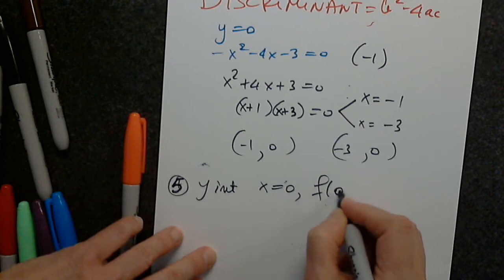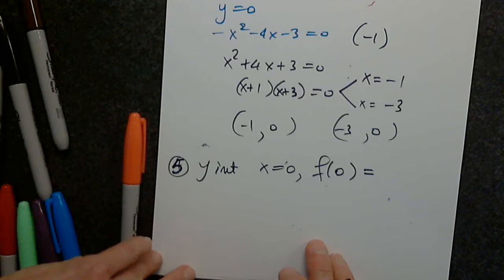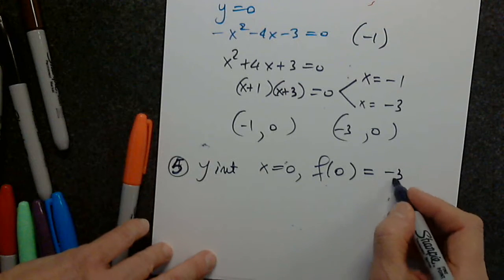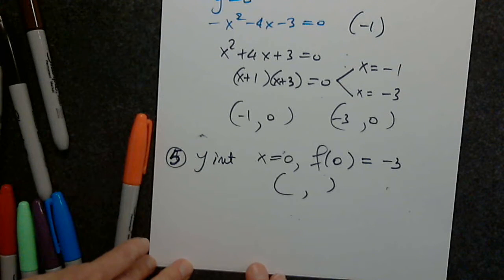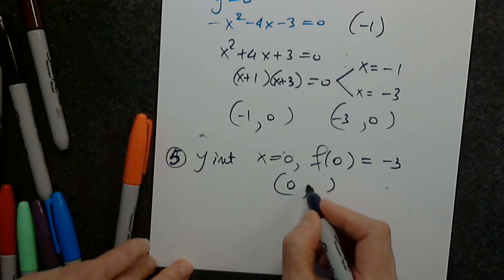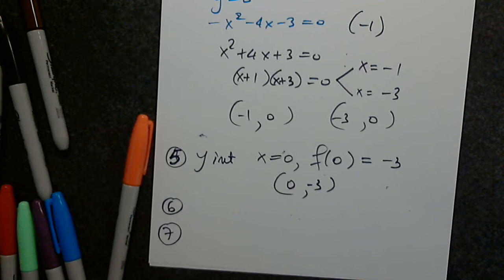So I find f of 0. Can anyone give us f of 0? Negative 3. Perfect. Can anyone give us the ordered pair that is the y-intercept? 0, negative 3. Very good. 6 and 7 are just words, but very important words.